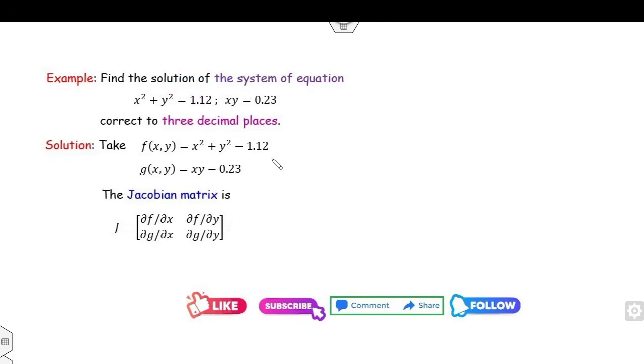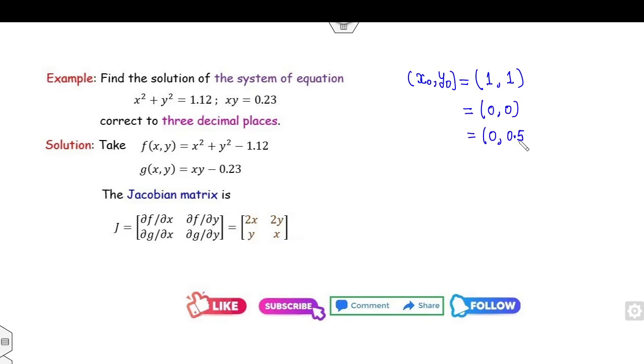Fine. So firstly, you can write the Jacobian matrix. Can you find the Jacobian matrix of f and g? f with respect to x is 2x, f with respect to y is 2y, then g with respect to x, g with respect to y. Now, since the initial point is not given to you, you can assume the initial point of your choice. You may consider the initial point as 1 and 1. You may choose 0, 0. You may assume 0, 0.5. You may assume minus 0.5 and 0.2, and so on.